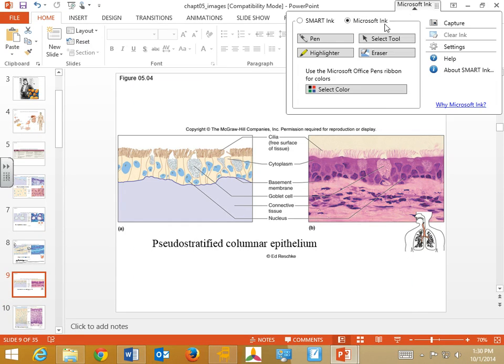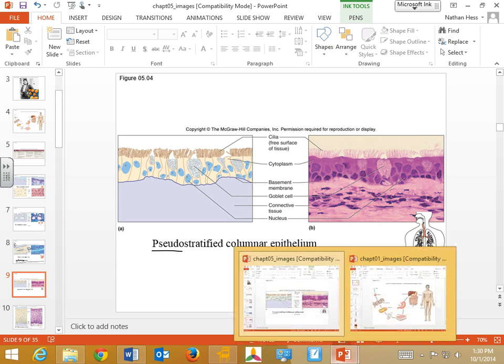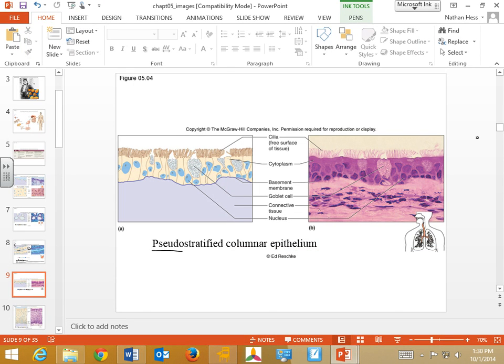Pseudo-stratified, does anybody know what pseudo means? No, not somewhat. Not similar. Can I read up on the book? Sure. Tissue with cells that appear to be in layers. So they appear to be in layers, but they actually aren't. Pseudo means false. Yeah, like a pseudonym. So to be pseudo-stratified means, I look at this and I think it looks like it's stratified, like it's multiple layers, but it's actually not. It's just one layer of tissue.